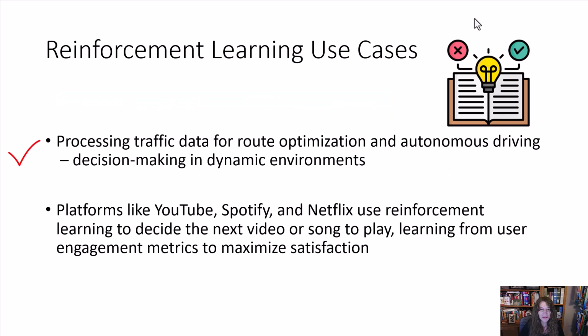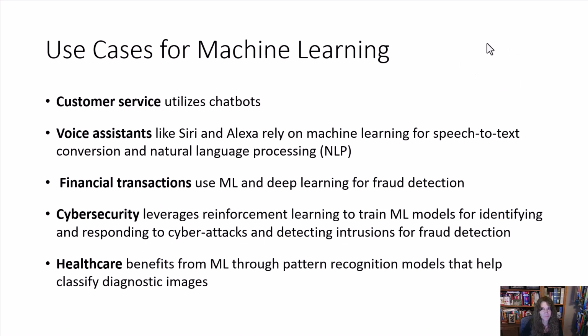Some use cases are in autonomous driving, processing traffic, route optimization. A lot of the social media platforms use reinforcement learning to decide what to suggest to us or to offer us. And this is done by studying our engagement in what we are viewing and in the hopes of giving us something that satisfies us.